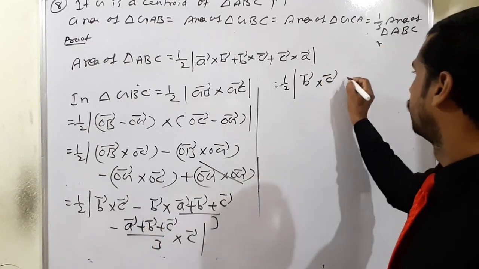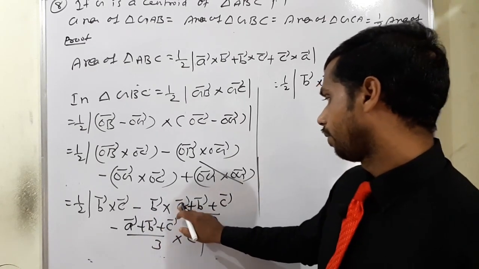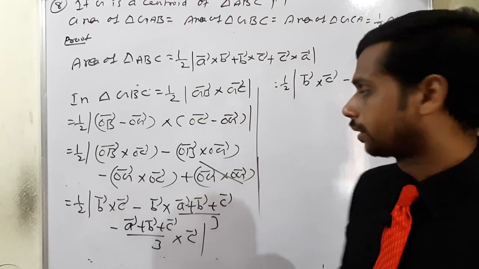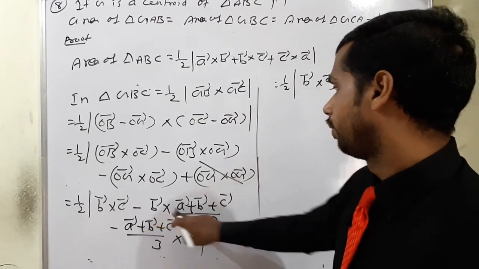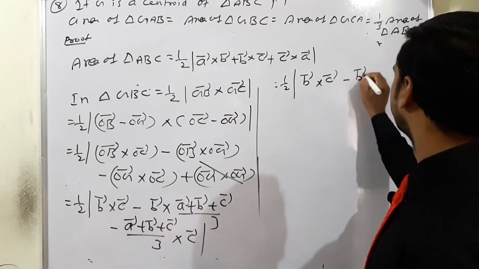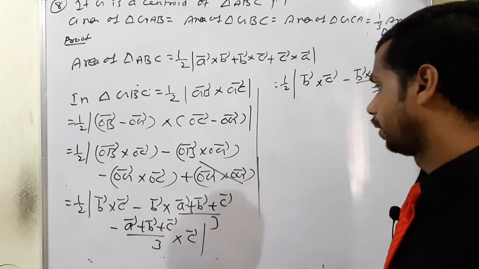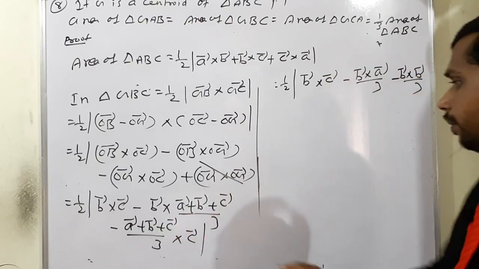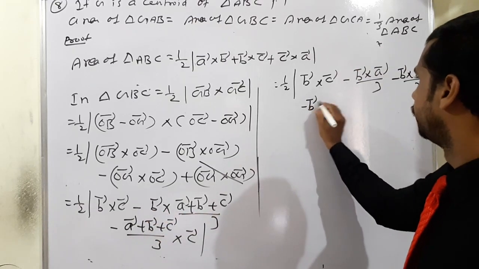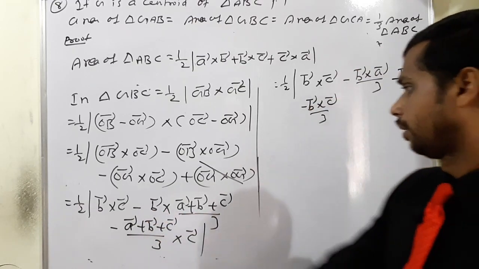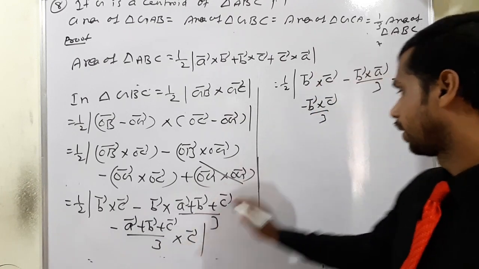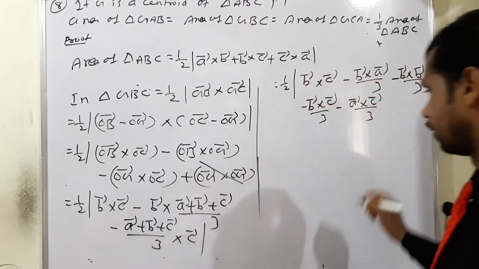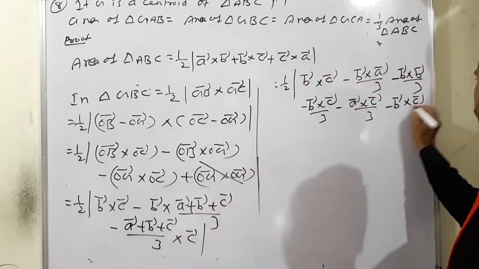Next condition, minus each and every time A vector plus B vector plus C vector divided by 3 means A vector by 3 plus B vector by 3 plus C vector by 3. So, multiply means we can write it B vector cross A vector divided by 3 minus B vector cross A vector divided by 3. Next condition, again minus B vector cross B vector by 3. Last condition, minus B vector cross C vector by 3. Next condition, outside is cross C vector is, so minus A vector cross C vector by 3, again minus B vector cross C vector by 3.